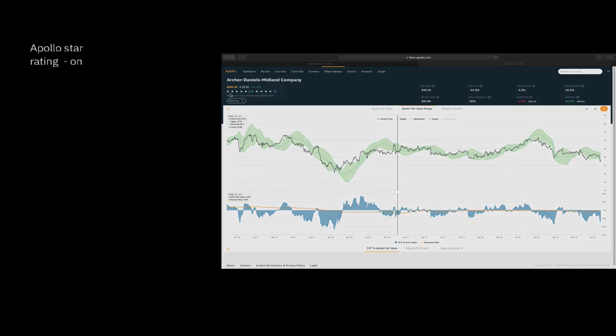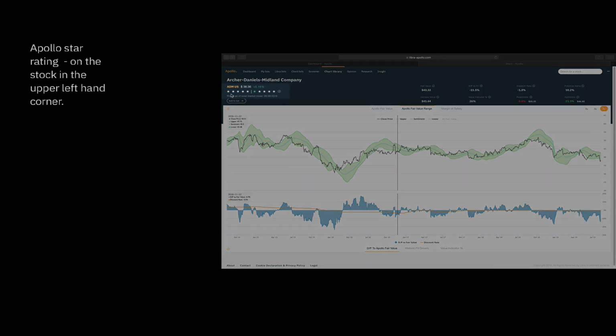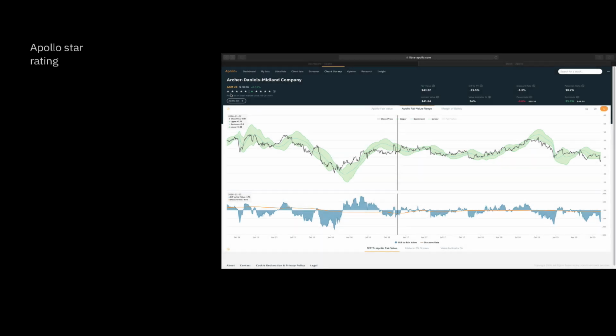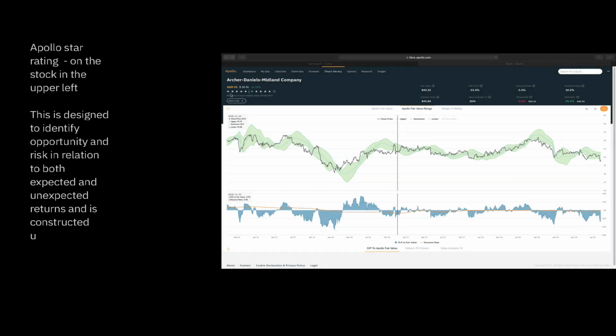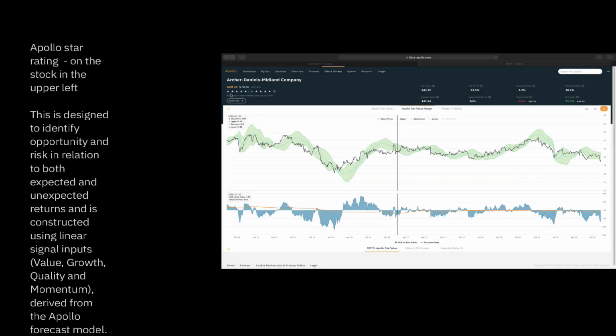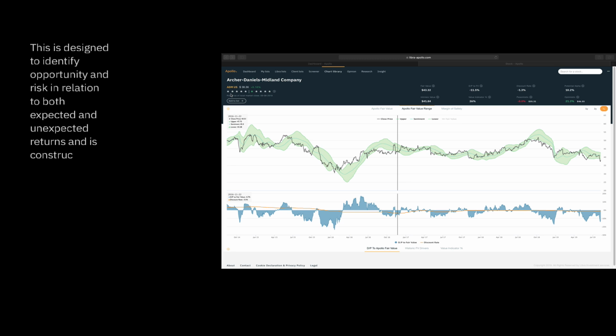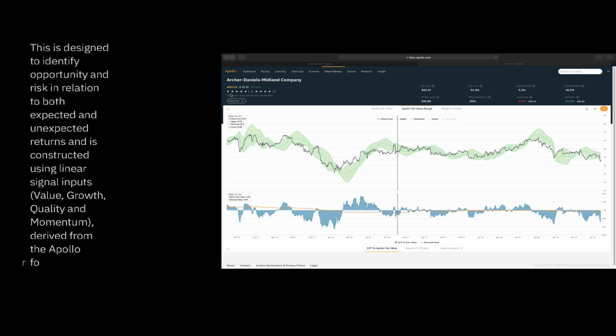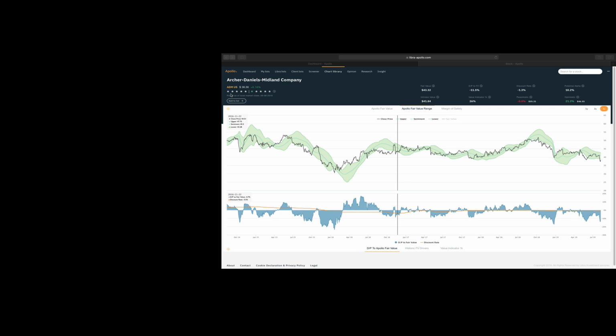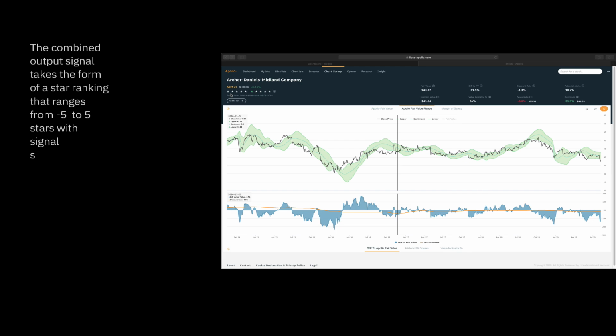Finally, you will see the Apollo star rating on the stock in the upper left-hand corner. This is designed to identify opportunity and risk in relation to both expected and unexpected returns, and is constructed using linear signal inputs of value, growth, quality and momentum derived from the Apollo forecast model. The combined output signal takes the form of a star ranking that ranges from -5 to +5 stars, with signal significance starting to emerge at the ±3 star level.